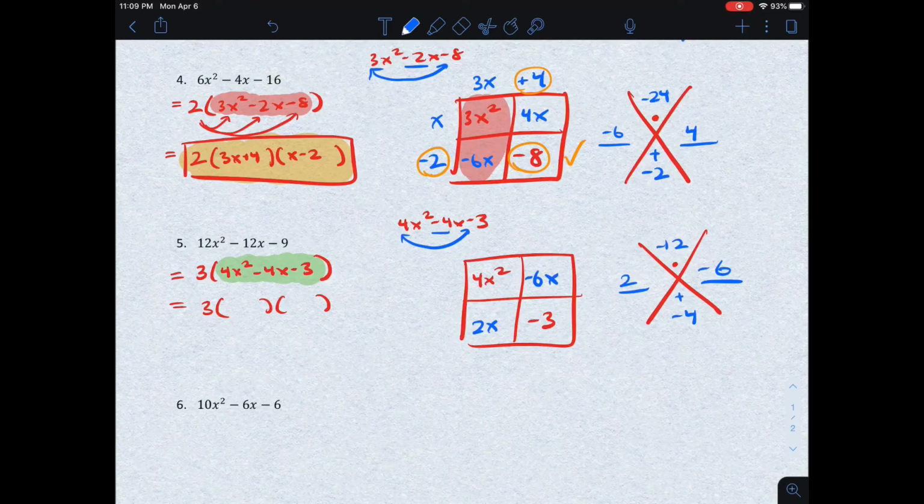Now at this point, what I'm going to do is pick any row or column and then find the GCF. And it doesn't matter which row or column you pick because in the end, you'll get the right answer if you did it correctly. So for this one, I'm going to choose the first row. And then I'm going to ask myself, what is the greatest common factor of 4x squared and negative 6x? It should be 2x. 2x times 2x gives me 4x squared. 2x times negative 3 gives me negative 6x. This should be a plus 1.